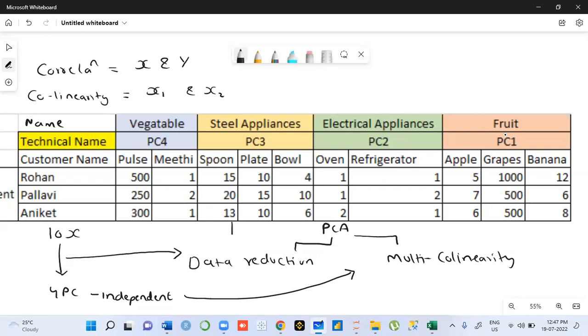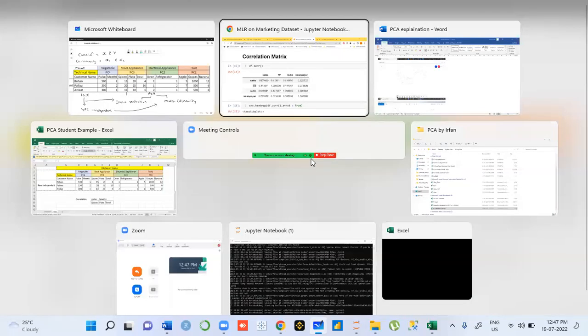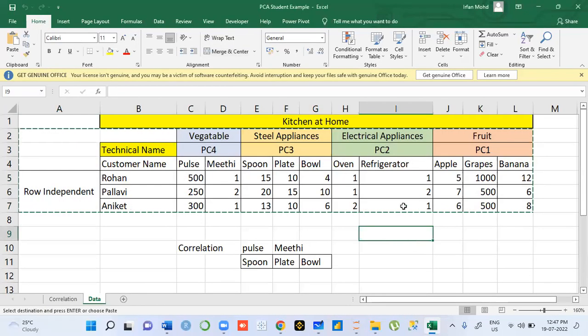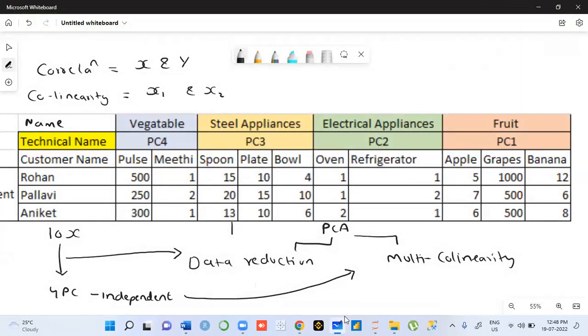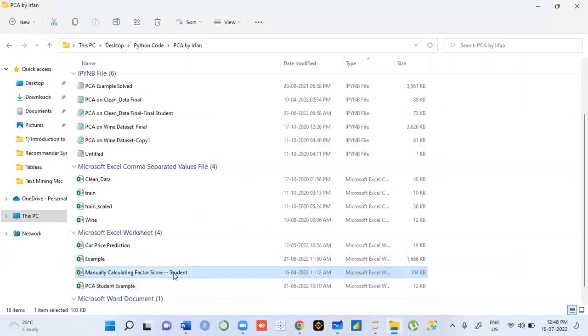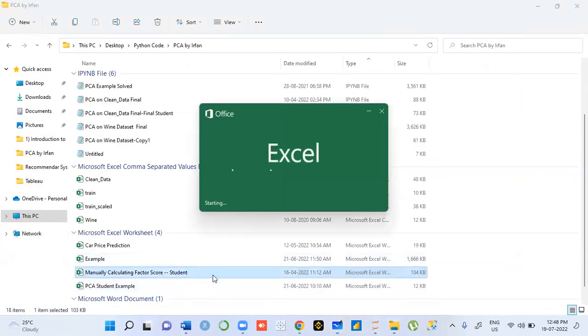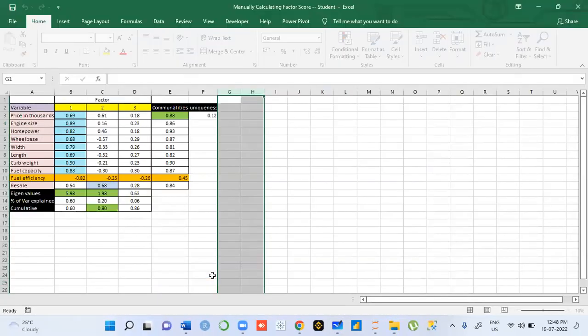Till here is a brief concept. Is this clear? Okay. I'll take a small scenario for you. You need to remember this. Okay, this is your correlation. I'll close this one. I'll take another example where I have done the calculation manually, and this number is verified with the software.